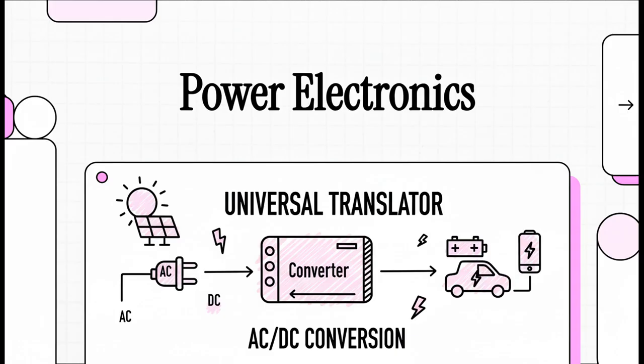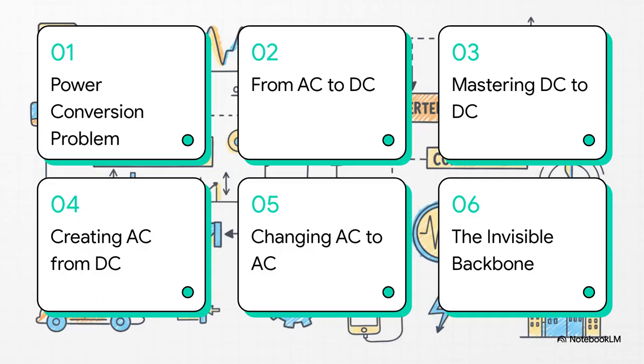Today, we're going to pull back the curtain on this hidden world. We are talking about power electronics, the essential universal translator for electricity. So, here's our game plan. First, we're going to unpack the basic problem that makes this whole field necessary. Then, I'll walk you through the 4 foundational circuits. These are the absolute building blocks of all power conversion. And finally, we'll see how these simple blocks build our entire modern world.